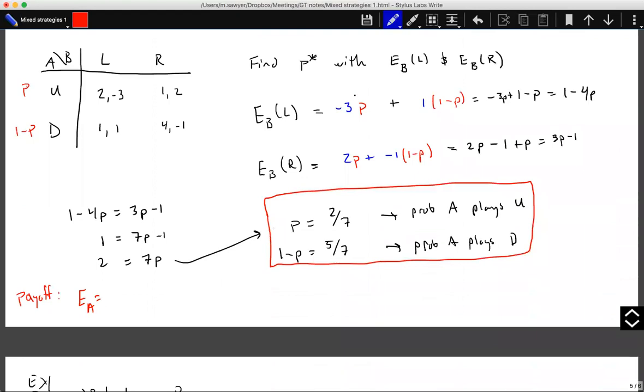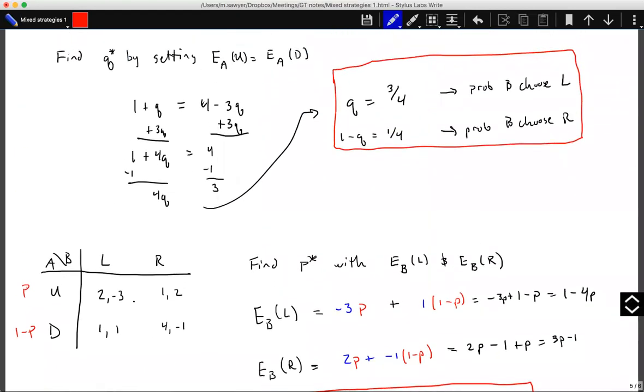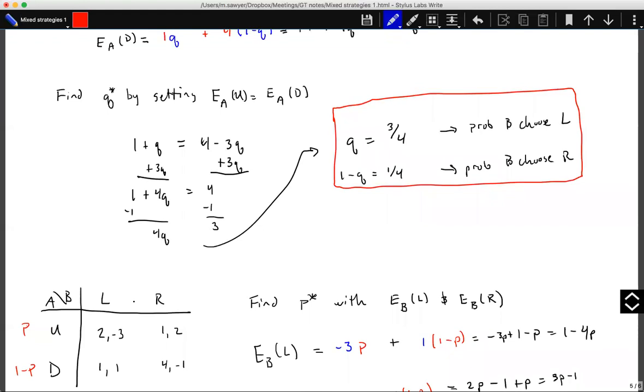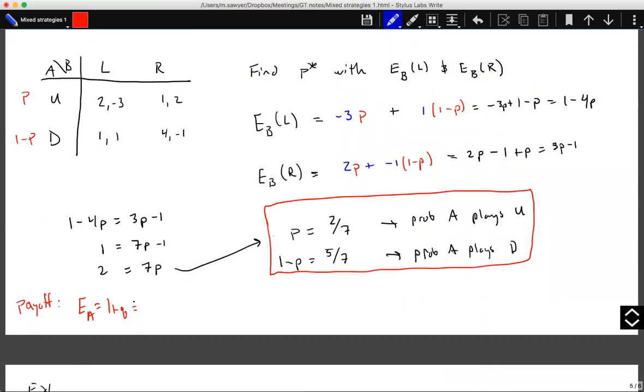Expected value for A of U is 1 plus Q. And we said that expected value is 3/4. So 3/4 is equal to r plus 1. So we expect that to be 7/4.